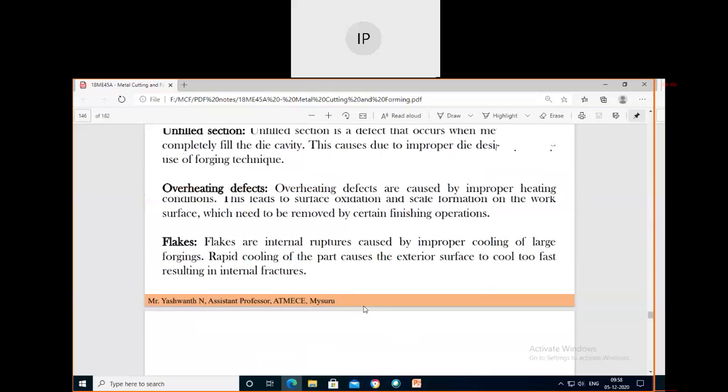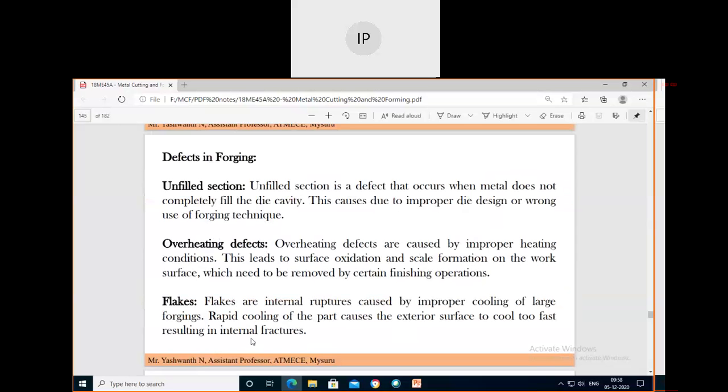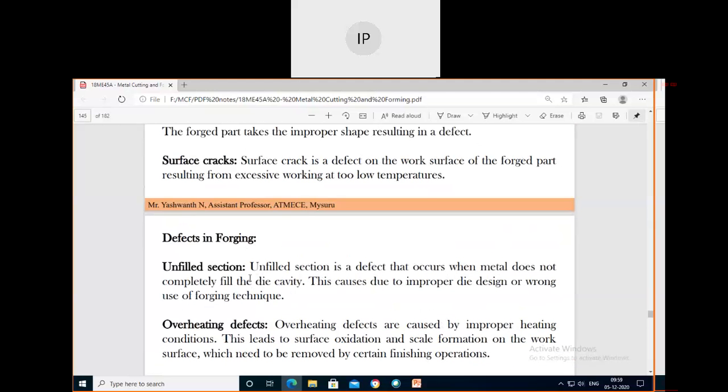Also, we have flakes, which are internal ruptures caused by improper cooling of large forgings. Rapid cooling of the part causes the exterior surface to cool too fast, resulting in internal fractures. Especially this defect occurs in cold forgings, where the temperature is below the recrystallization temperature, meaning the operation is carried out at room temperature. These are some defects in the forging process.